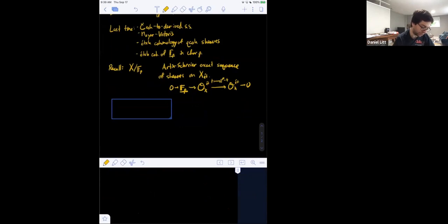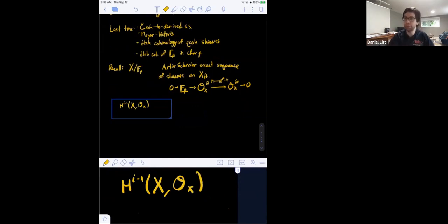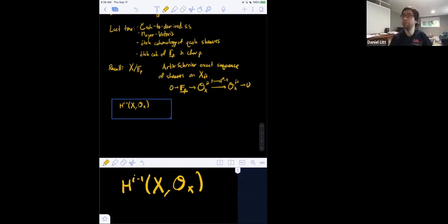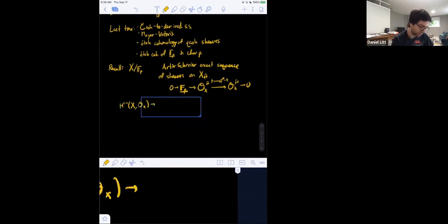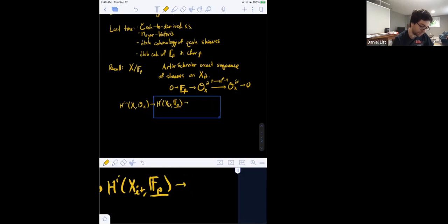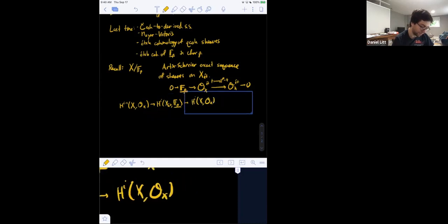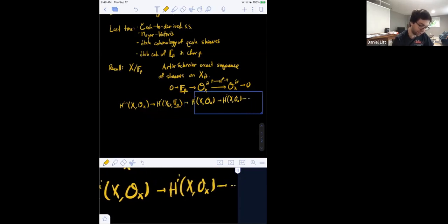So this gave us a long exact sequence which goes from H^{i-1}(X, O_X) étale. Well, that's just the same as H^{i-1}(X, O_X), like the usual Zariski cohomology, by the theorem we proved last time, that étale cohomology of quasi-coherent sheaves agrees with Zariski cohomology of quasi-coherent sheaves. Then this maps to H^i(X étale, F_p) with F_p coefficients. This maps again to H^i(X, O_X), and this maps to H^i(X, O_X) again by this Artin-Schreier map, x to x^p minus x, and then so on.